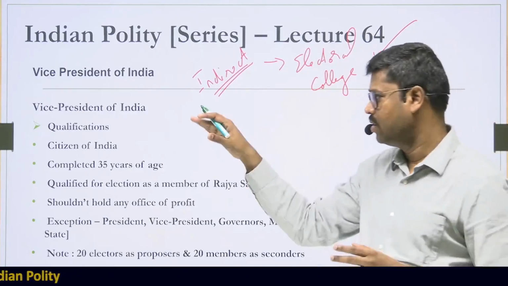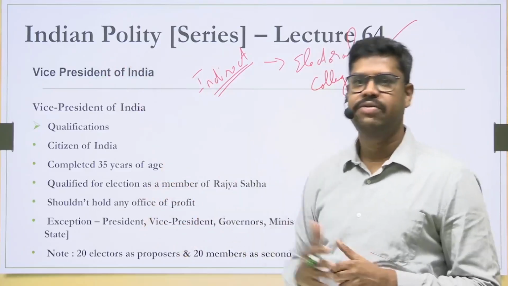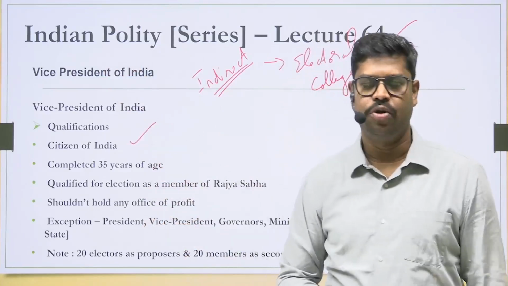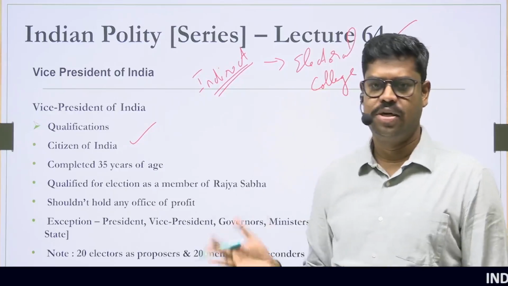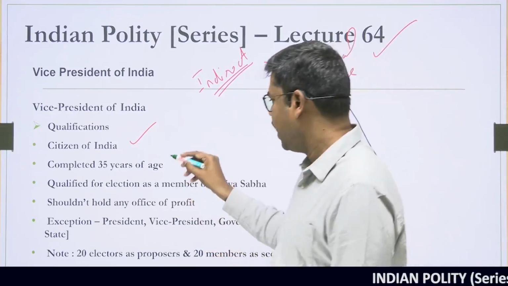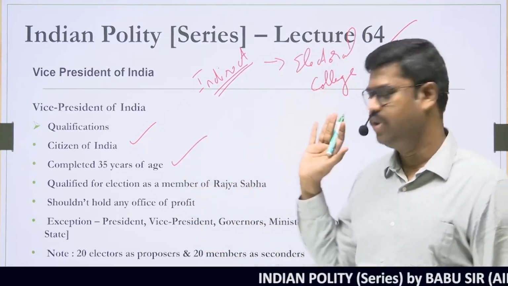So what are the qualifications for someone to get elected as the Vice President of India? First, he should be a citizen of India. That is very, very important. Whether he is a natural citizen or a natural born citizen does not matter, but he should be a citizen of India and should have completed 35 years of age. That is, minimum he has completed 35 years of age.